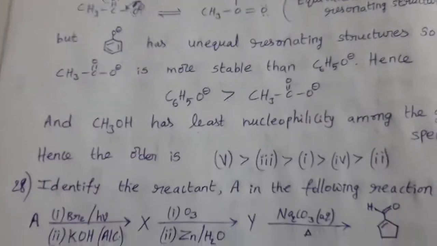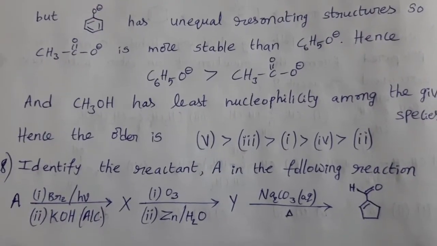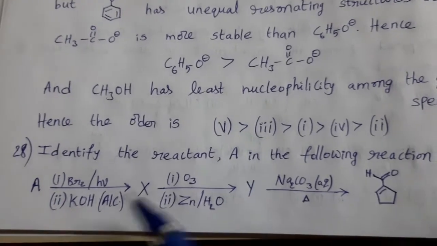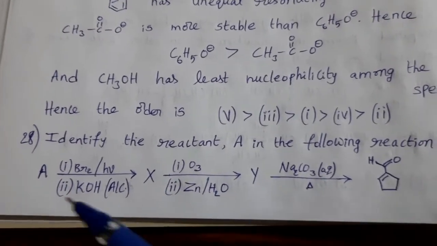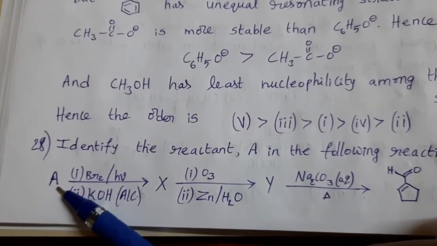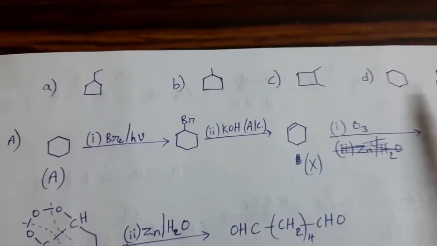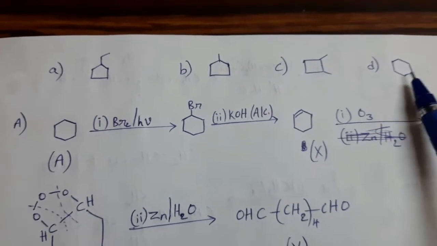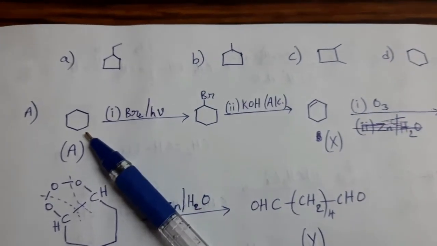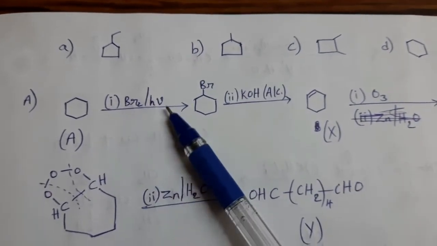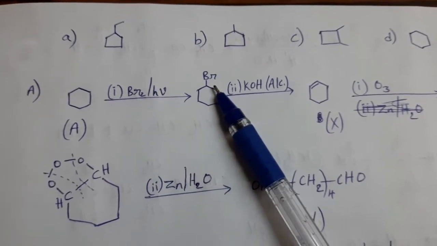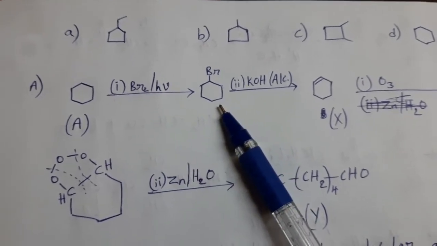Next, identify the reactant A in the following reaction. This is the given reaction. We should identify starting compound A. These are the options. Now the suitable option is D. Check it. Cyclohexane treated with bromine in presence of sunlight. Bromine atom is substituted. We can get bromocyclohexane.